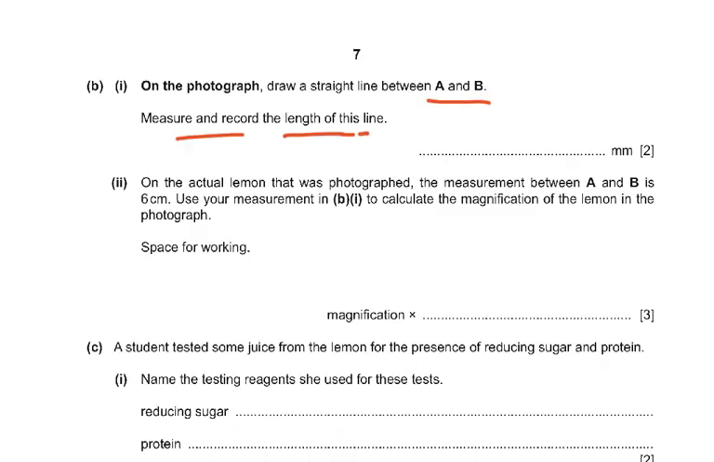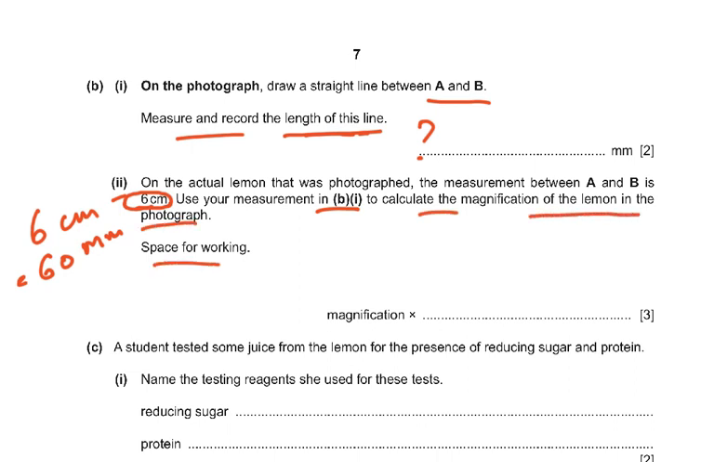So it says on the photograph, draw a straight line, measure and record the length of this line. On the actual lemon that was photographed, the measure between A and B is 6 centimeter. 6 centimeter is equal to 60 millimeter. This is the first thing you do. Use your measurements in B1. Use this measurement to calculate the magnification of the lemon in the photograph, and this is a space for working.